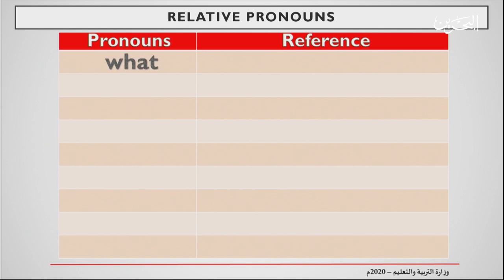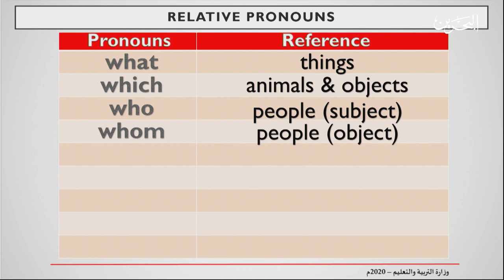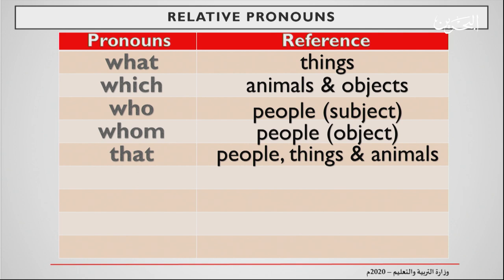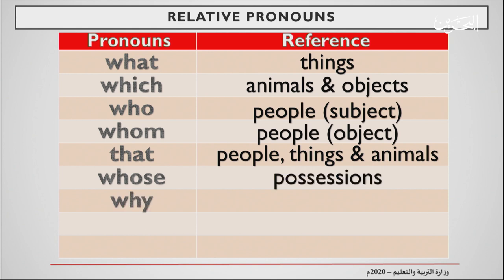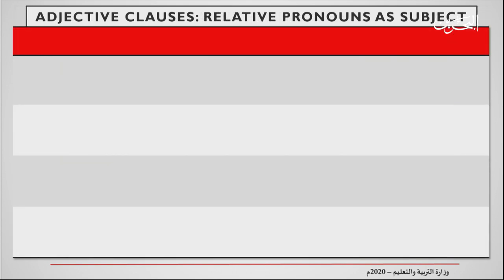The first one, what. It means things. You are asking about things, or you are referring to things. Which. You are referring to animals and objects. Who. You are referring to people, but in the form of a subject. Whom. Again, people, but in the form of an object. That, you are referring to people, things, and animals. Whose, possessions. Why, reasons. Where, places. When, time. All right, adjective clauses, relative pronouns as subject.